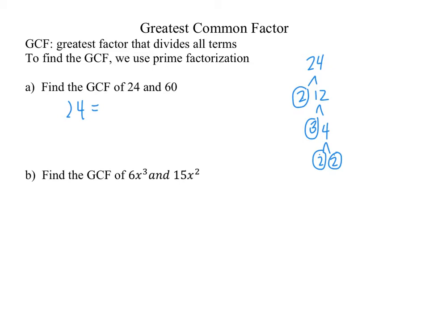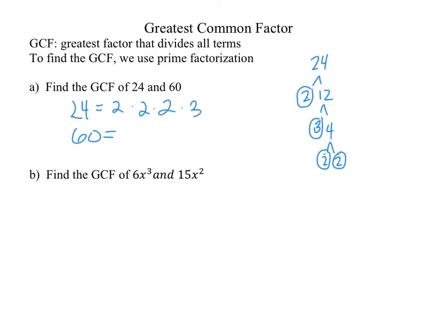Or I may actually just write it out. Let me see. 2 times 2 times 2 times 3. 1, 2, 3, 4. That's for 24. For 60, that's 6 times 10. 6 is 3 times 2, both prime. 10 is 2 times 5, both prime. So we have 2 times 2 times 3 times 5.